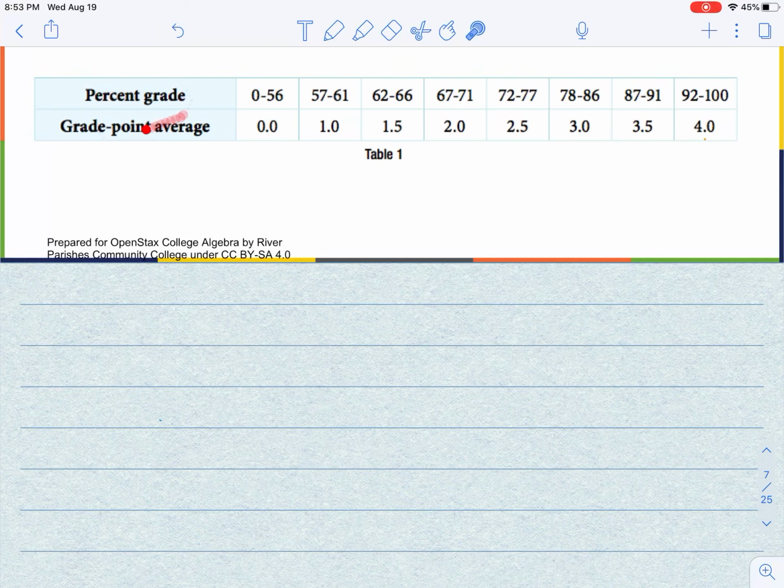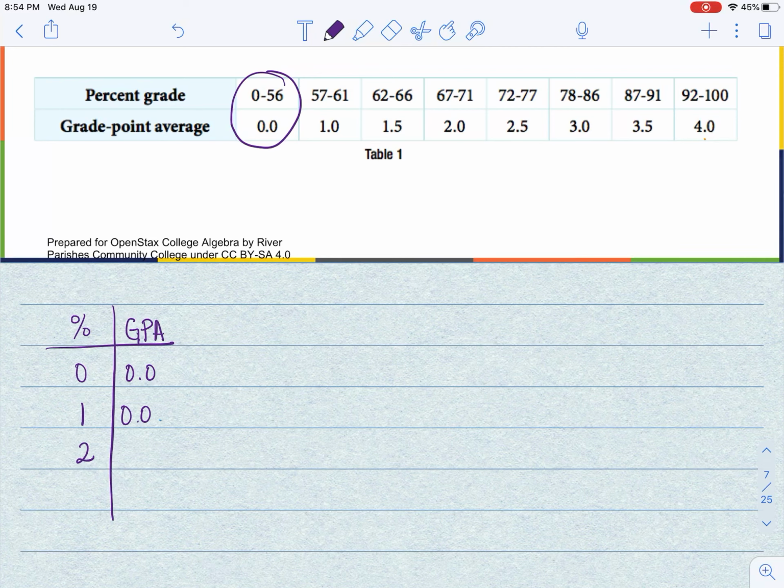So if you look at this table here, and we want to write this as ordered pairs, what's really going on is, okay, so if we said the percent grade and then the grade point average, the GPA, so this here is 57 different ordered pairs. A percent grade of 0 has a GPA of 0.0, a 1% grade has a GPA of 0.0, a grade of 2 has a GPA of 0.0, all the way. We keep going until we get to 56, which has a GPA of 0.0.